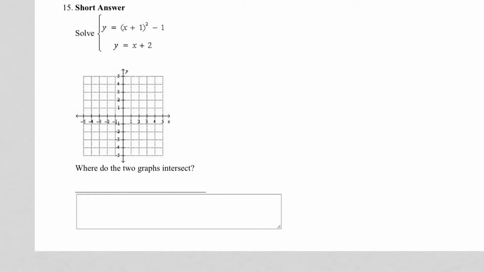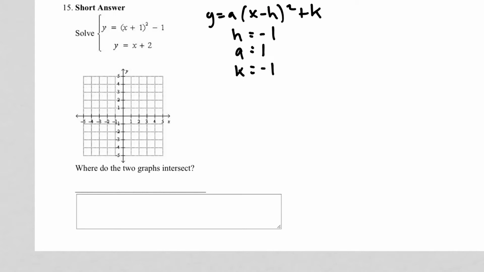Okay, the parabola is in vertex form. If you notice, it's already in this form. It's y equals a times (x minus h) squared plus k. So what you need to find is h, a, and k. Remember this? In this case, h is -1. So look at the function. It says x plus 1, which means that h is -1. Okay, a is 1, right? There's nothing there in front of the parentheses, and k is -1.